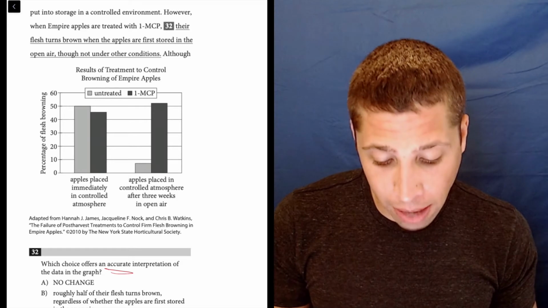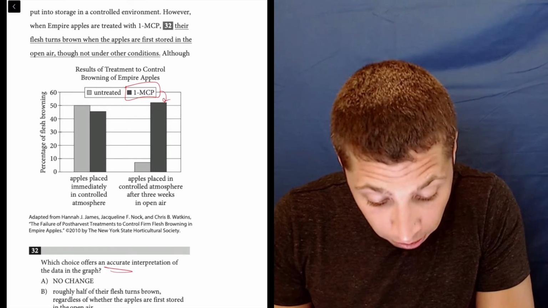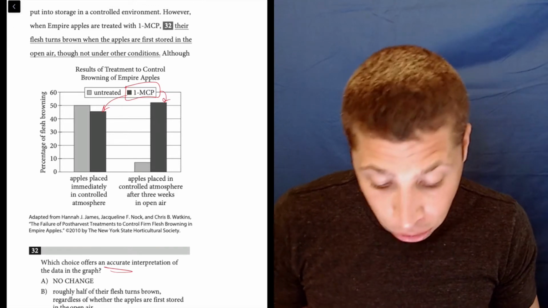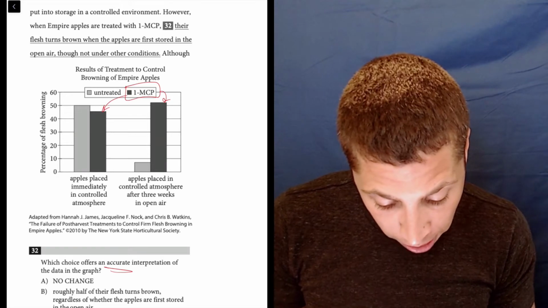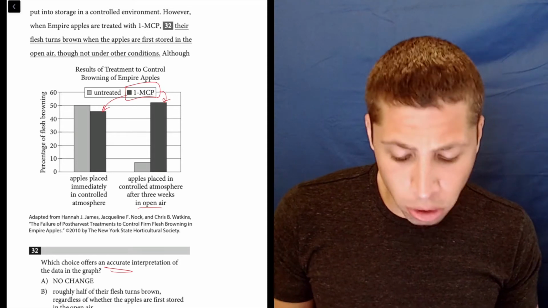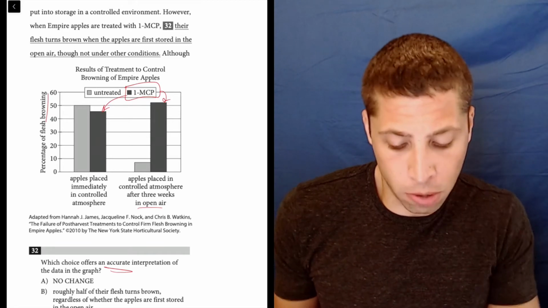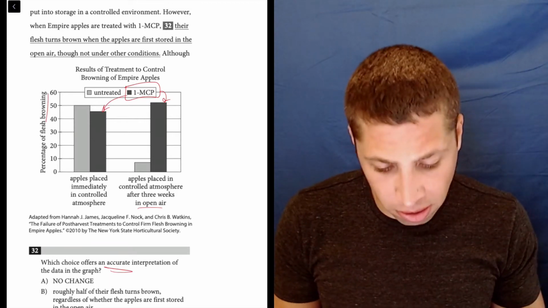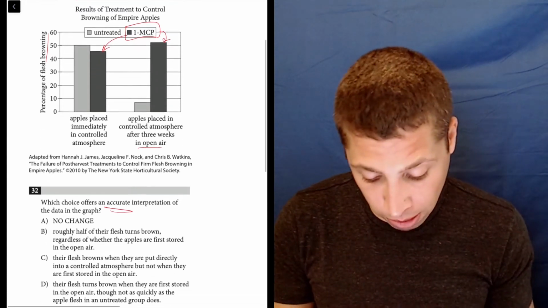However, when Empire apples are treated with 1-MCP, so treated, that's the dark boxes, their flesh turns brown when the apples are first stored in the open air, though not under other conditions. So first stored in the open air, that's the right side of the graph. Well, they do turn brown. I mean, look, it says percent of browning is 50%, but the other dark bar is also high and close to 50. So that just doesn't seem to make sense, right? I mean, they do brown under other conditions. That's the other side of the graph, so that seems wrong.